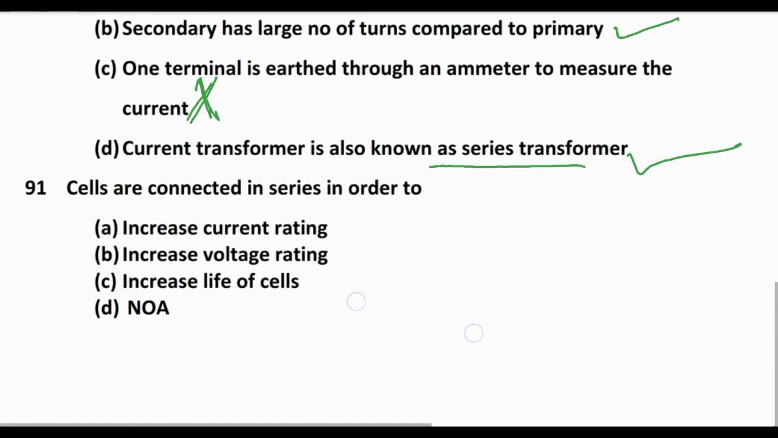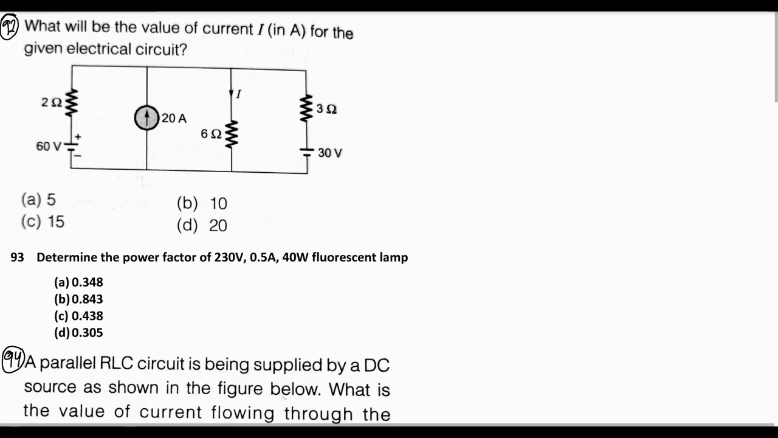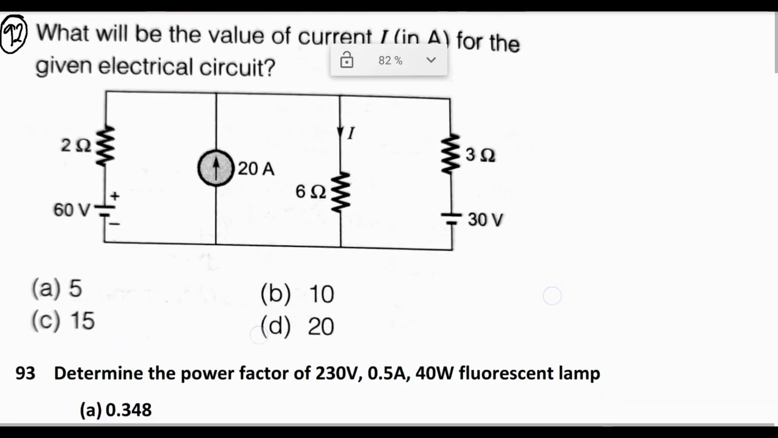So next question number 91. Cells are connected in series in order to: increase current rating, increase voltage rating, increase life of cells, none of the above. So this is increase the voltage rating, because voltages will be added and current will be the same.